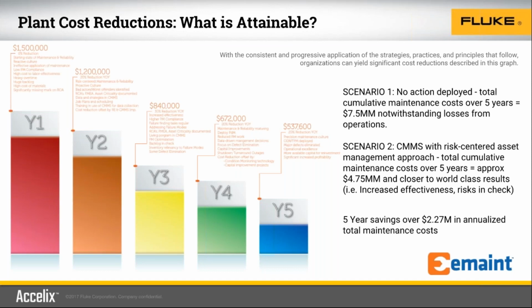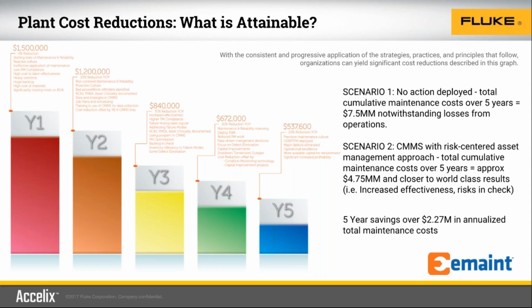Now, if we look at year one, this might be hard to see on the screen, but your starting state of maintenance and reliability is very reactive. It's ineffective. There's an application of maintenance that's not really getting anywhere, a lot of reactive maintenance, low PM compliance, of course, because you're doing reactive work. There's really a high cost to labor effectiveness, a lot of overtime, huge backlog, high cost of materials, and really missing the mark on the return on assets.